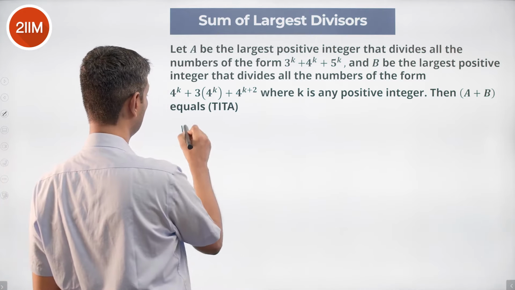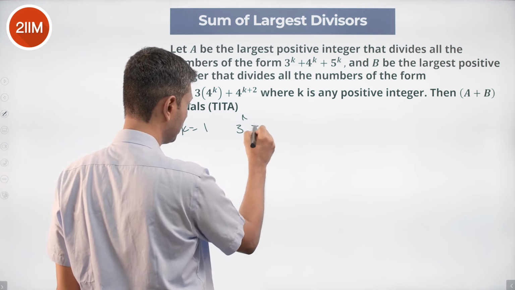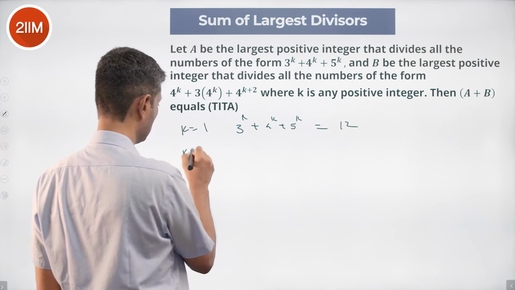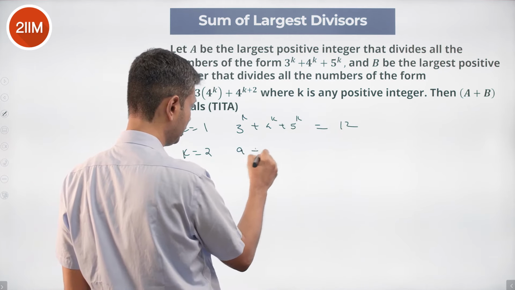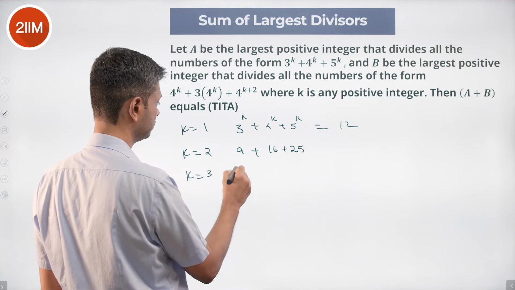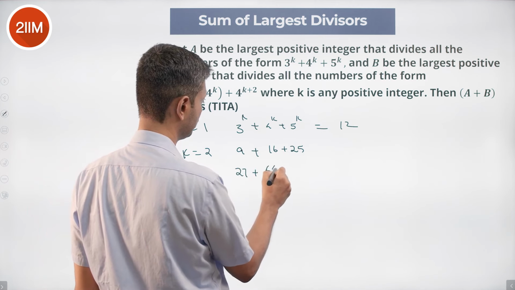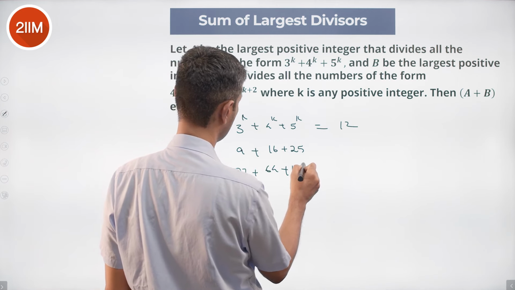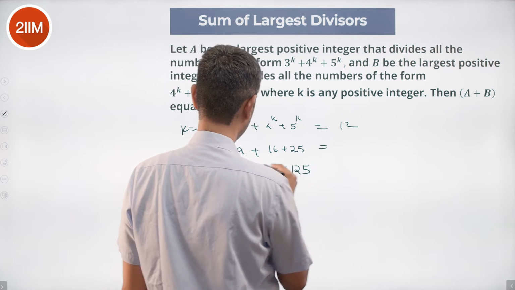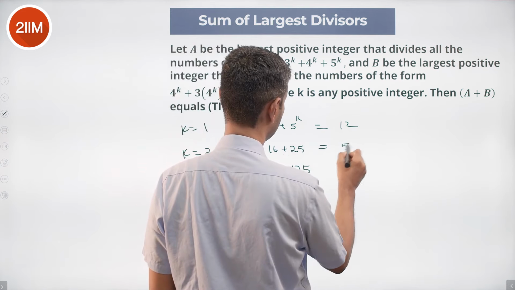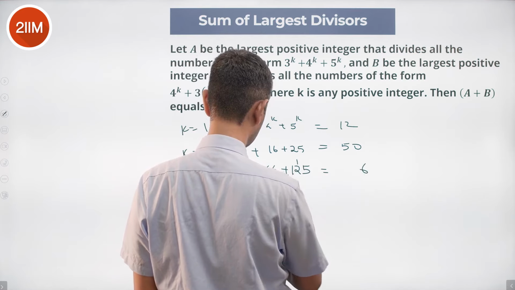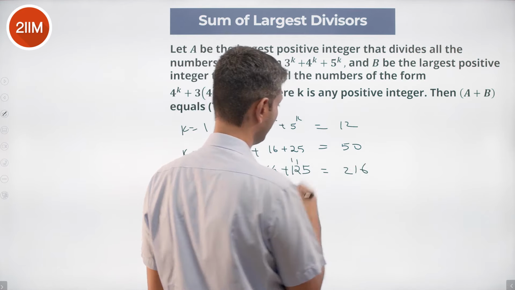We put k equal to 1 and we find 3 power k plus 4 power k plus 5 power k: 3 plus 4 plus 5, 12. K equal to 2: 9, 16, 25. K equal to 3: 27 plus 64 plus 125. This is 12, 9 plus 16 is 25, 25 plus 25 is 50. We can keep on going.